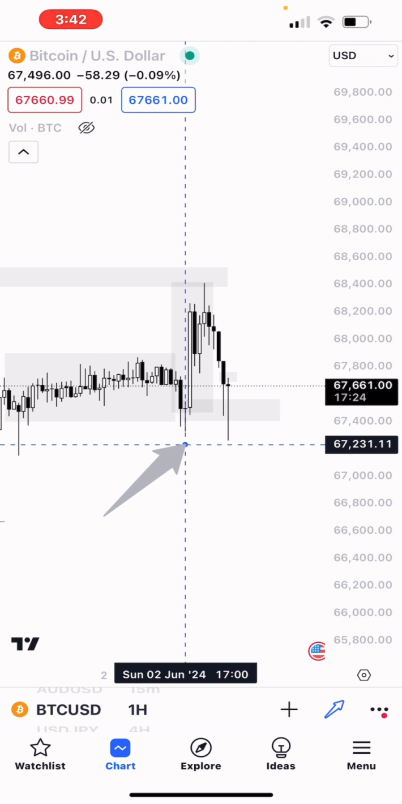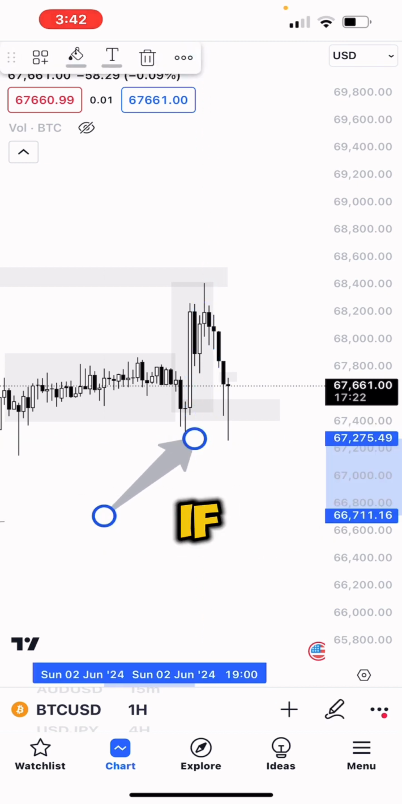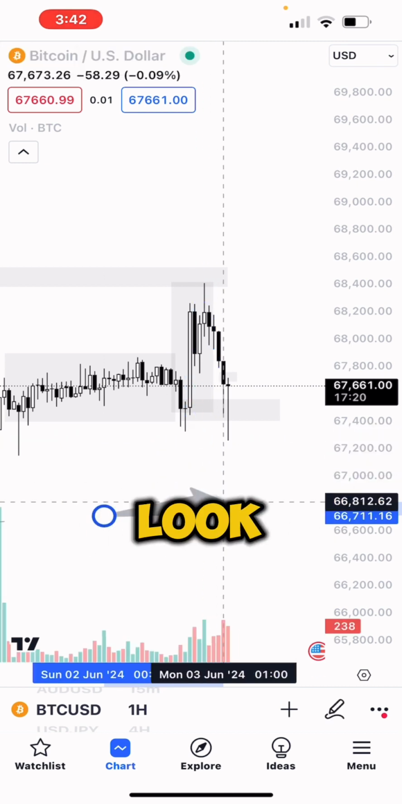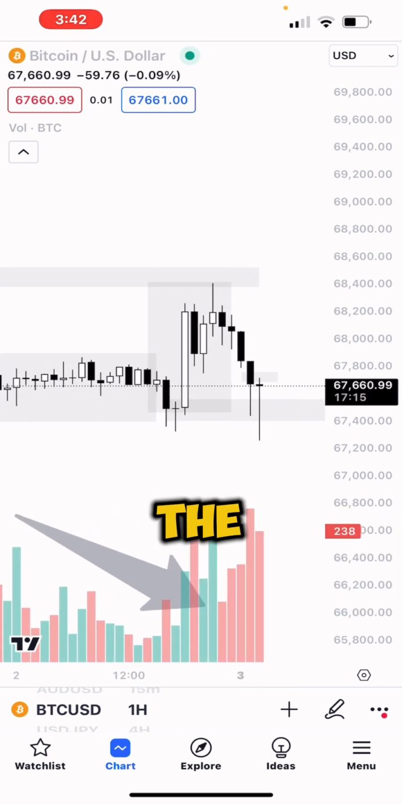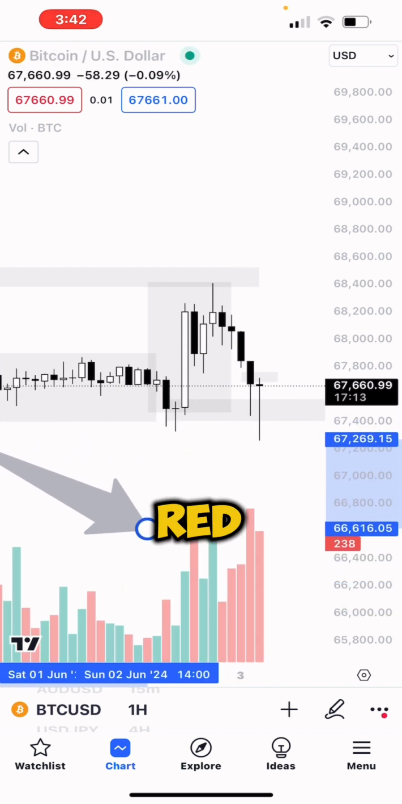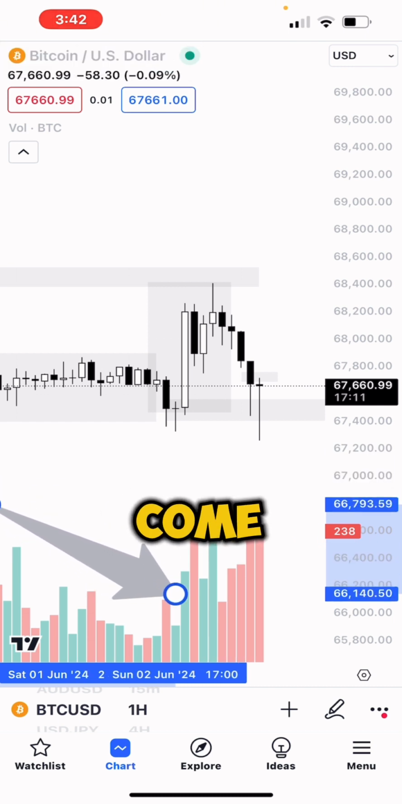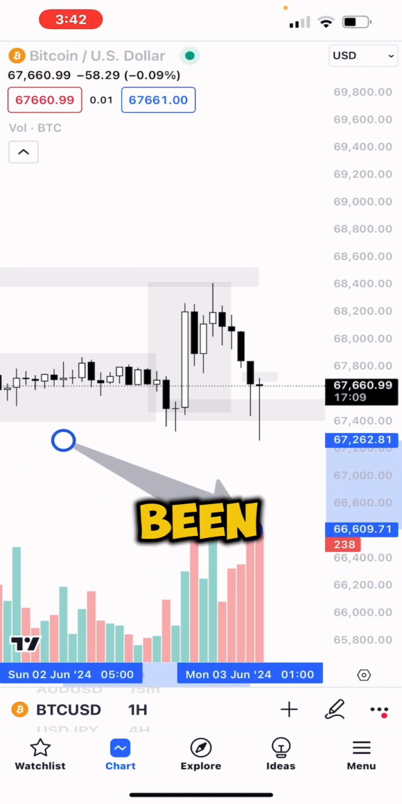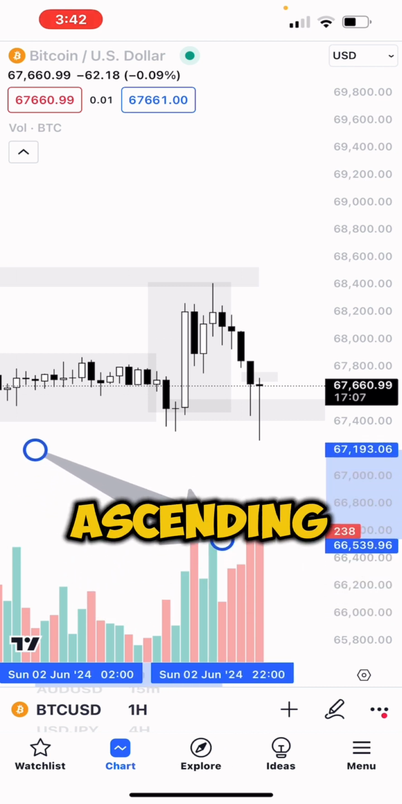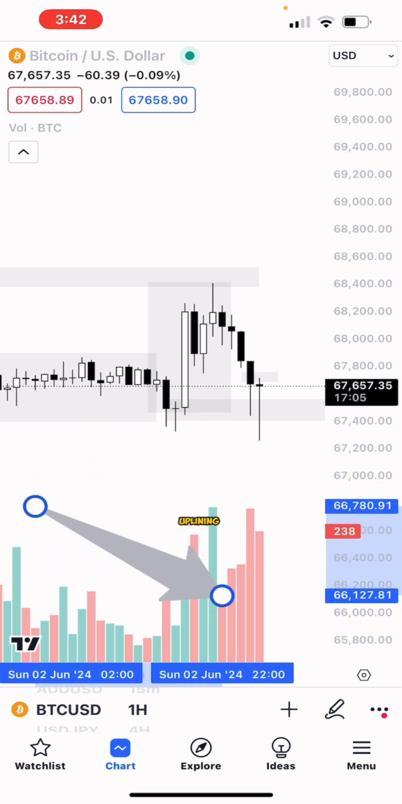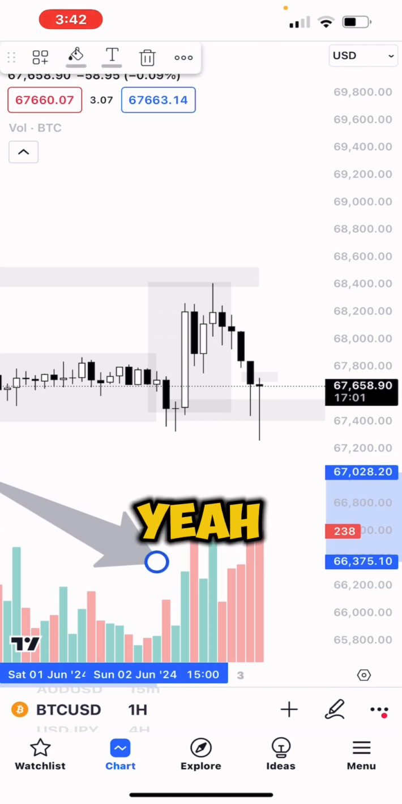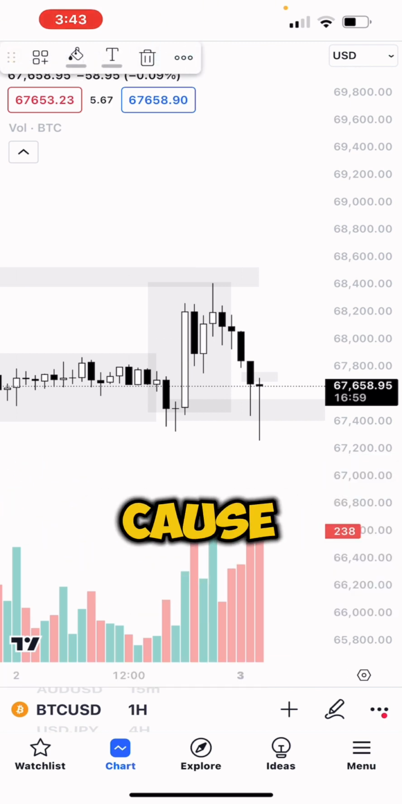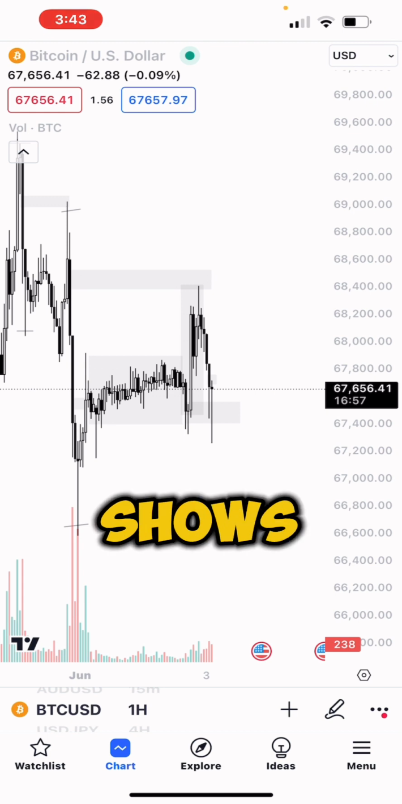So after it struck through, if we turn on the volume and look at the bottom of our screen, we can see that on the volume chart, right here, the red, ever since we had price come here, the red volume has been slowly ascending, slowly climbing. And so the sellers are in the market because volume simply shows you who's in the market.